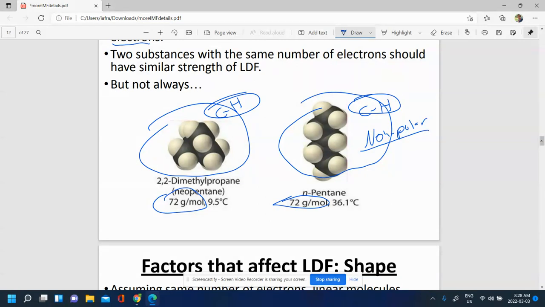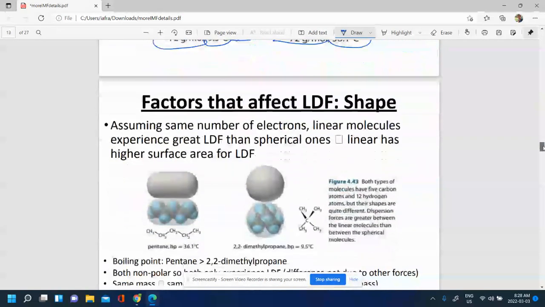So you'll notice that this one has a pretty low boiling point. This one has a higher boiling point. So this has probably more LDF compared to this one, lower LDF. Even though they have the same number of electrons, this one has more LDF compared to this one here. So what factor explains that? Well, that's a factor of shape.